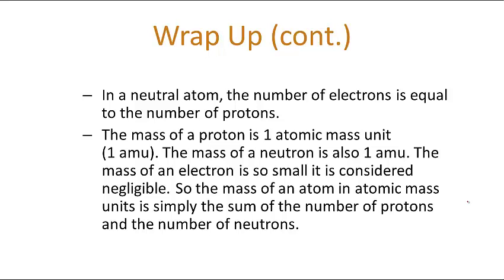So in a neutral atom, the number of electrons is equal to the number of protons. The pluses equal the minuses. We're going to find that that's not the case a lot of the time, but that means the atom is no longer neutral. The mass of a proton is 1 AMU. The mass of a neutron is also 1 AMU. The mass of an electron is negligible. So to find the mass of an atom, you simply add the protons and the neutrons.